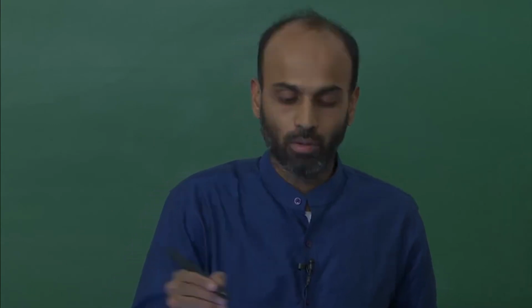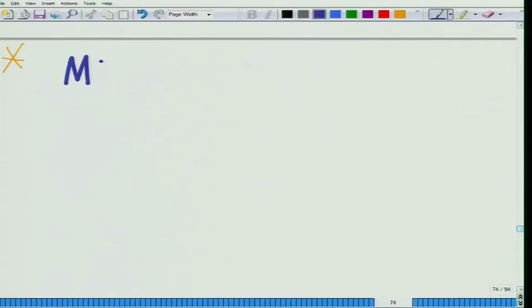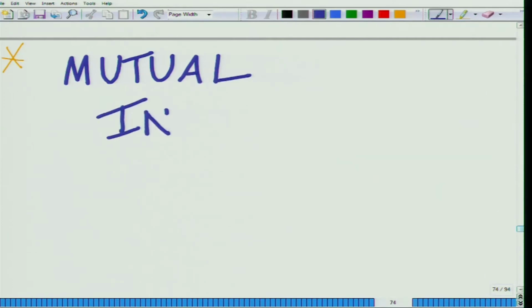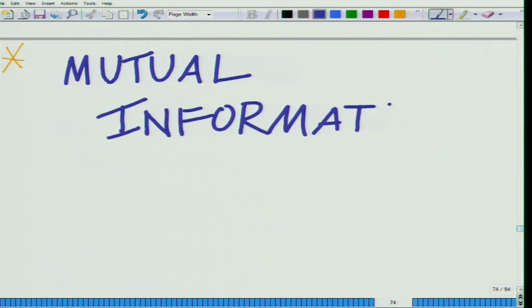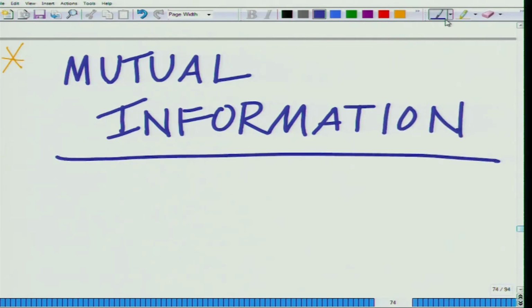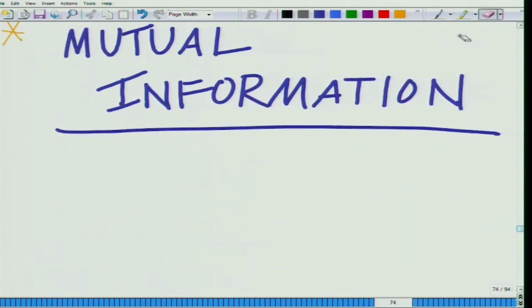So today let us look at another new concept in information theory, that is the concept of mutual information. Okay, so this is mutual information, and as the name implies, it's the mutual information.